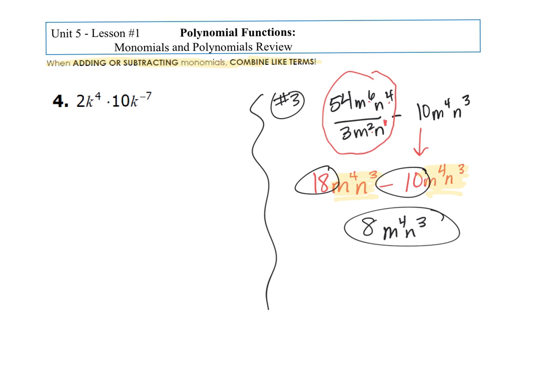subtracting. So looking at number 4, we have 2k to the 4th times 10k to the negative 7th. So this is going to be product rule. We are multiplying 2 times 10 to get 20. Our common base is k, and what we're doing is we're adding those exponents, 4 plus negative 7. Well, that will give us 20k. 4 plus negative 7 is 4 minus 7, which is negative 3.